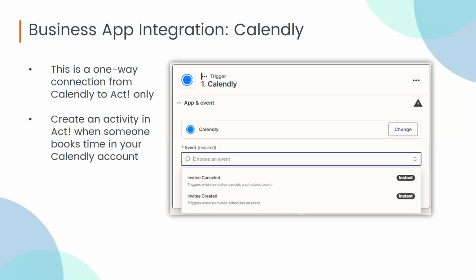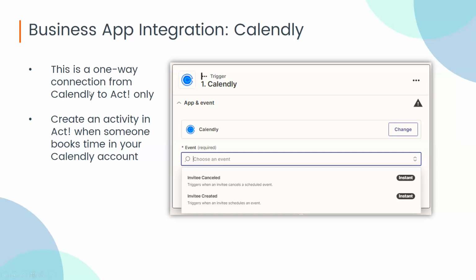So maybe you don't want your whole 8 to 5 workday to be schedulable by customers. You can set up a smaller window when customers can then book time with you. And as they do that, that time gets booked on your Calendly account. You can integrate that with Microsoft Outlook, and you can integrate this with Act.